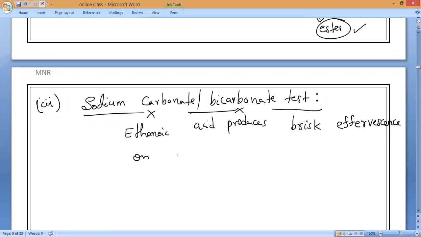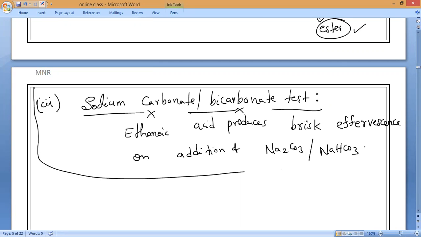Effervescence on addition of sodium carbonate. What is the formula of sodium carbonate? Na2CO3, or we can use sodium hydrogen carbonate, NaHCO3. That's all. So these are the 3 tests which we are using.